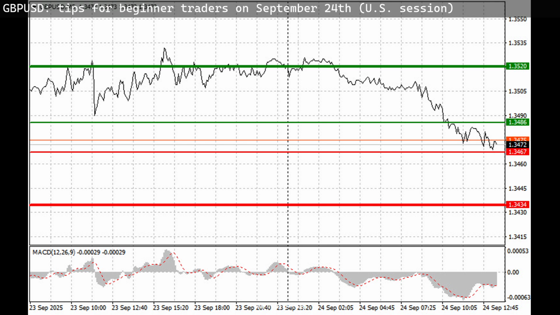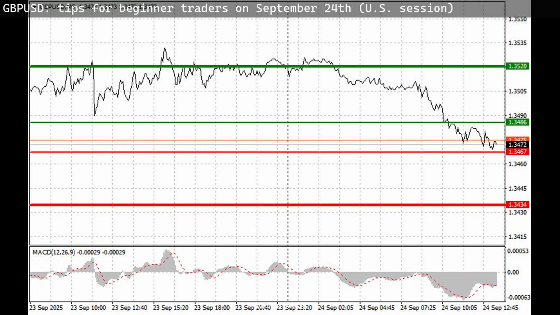Around 1.3520, I will exit long positions and open short positions in the opposite direction, expecting a 30-35 point reversal from the level. Strong growth in the pound can be expected only after weak US data. Important: before buying, make sure the MACD indicator is above the zero mark and just starting to rise from it.